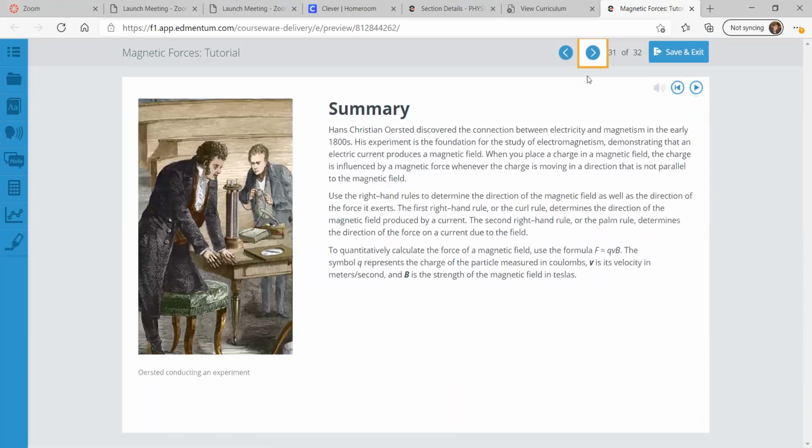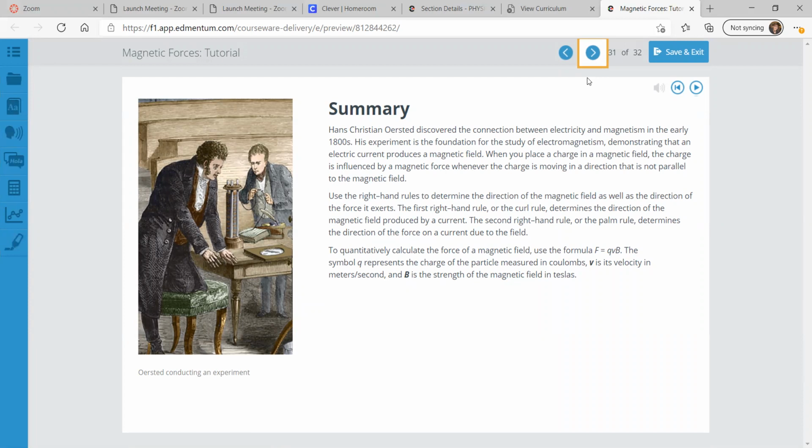And now we're on the summary. Hans Christian Ørsted discovered the connection between electricity and magnetism in the early 1800s. His experiment is the foundation for the study of electromagnetism, demonstrating that an electric current produces a magnetic field. When you place a charge in a magnetic field, the charge is influenced by a magnetic force whenever the charge is moving in a direction that is not parallel to the magnetic field.